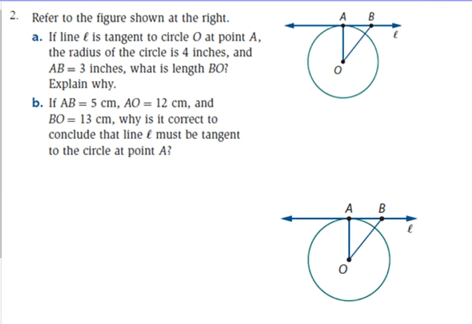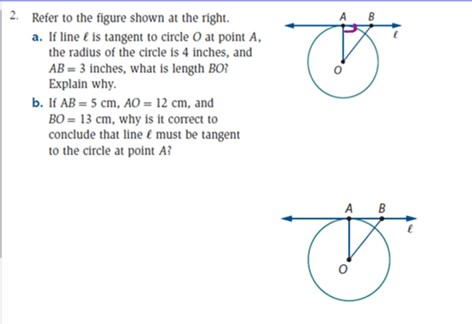So let's use that logic here to answer these two questions. We're going to refer to the figure shown to the right. It says if line L is tangent to circle O at point A. I stop right there. What do I know? If L is tangent to circle O at point A, what can I draw on my picture? A right angle here at A. I can draw a right angle there at A.